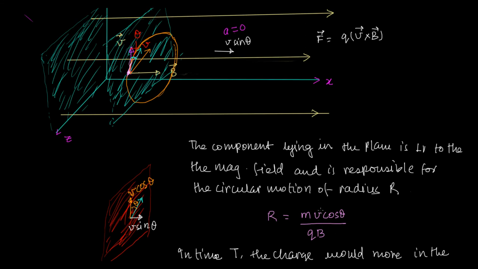Now, if the velocity is the same, there's a smaller component. Cos theta value has to be less than 1. So there's a smaller component. So it'll become a slightly smaller circle compared to what it would have been had you kept the velocity vector in the plane, right? So it is that.